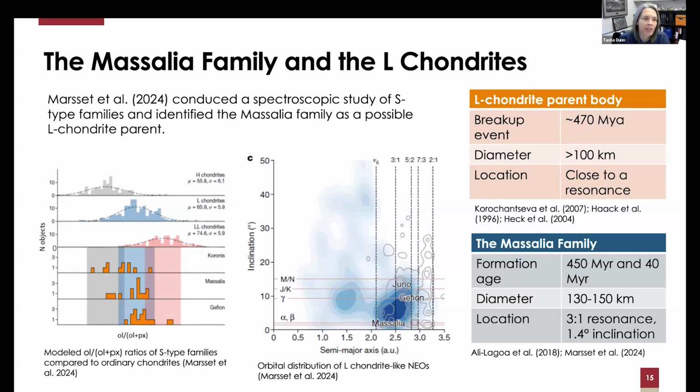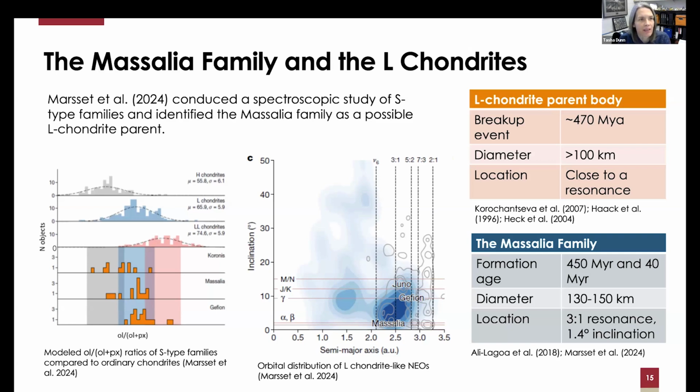So since the 2009 study, the catalog of the Gefion family has been updated, and the new size frequency distribution suggests that it's older than 500 million years. And so that appears to be too old to be the source of the L chondrites.